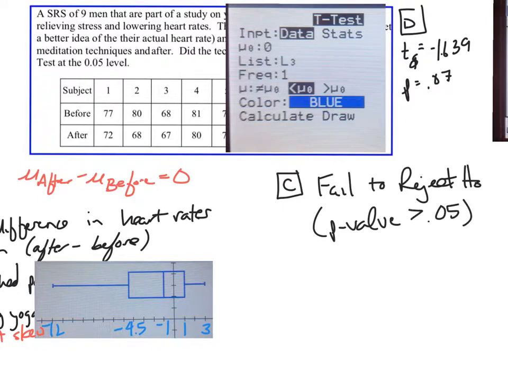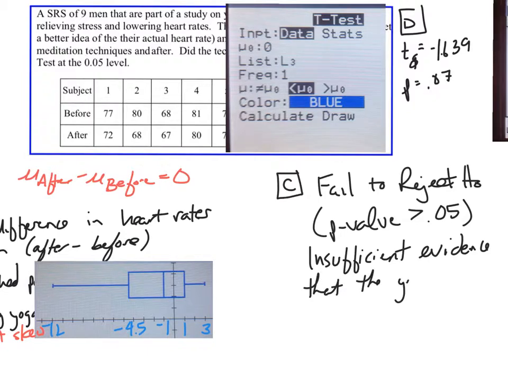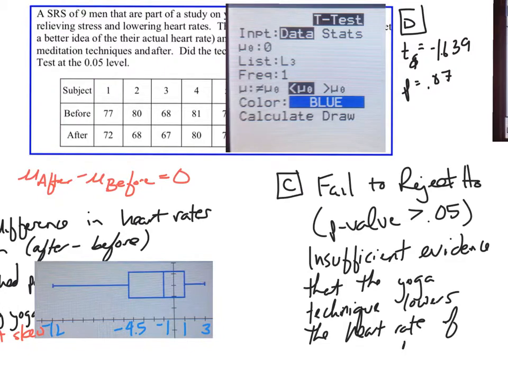Now we have to put this in context. So we have insufficient evidence, or we could just say we don't have enough evidence that the yoga technique lowers heart rate of men. Okay?